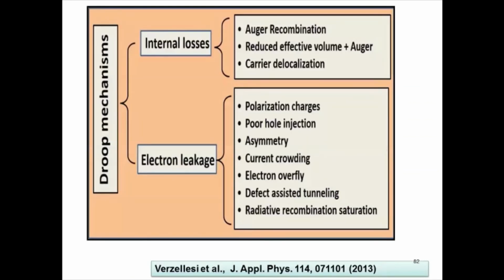the mechanisms: droop mechanisms, internal losses and electron leakage. If you consider internal losses, there is Auger recombination, reduced effective volume, carrier delocalization, and in the case of electron leakage, polarization charges, poor hole injection, asymmetry, current crowding, electron overflow, defect-assisted tunneling, radiative recombination saturation.